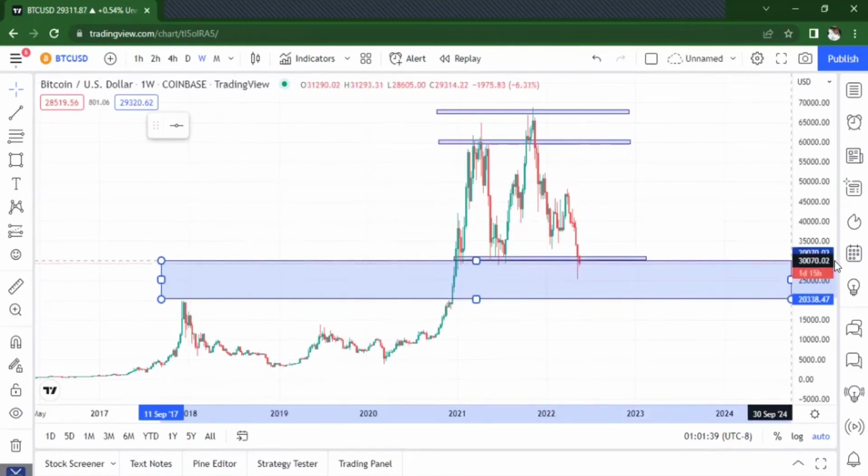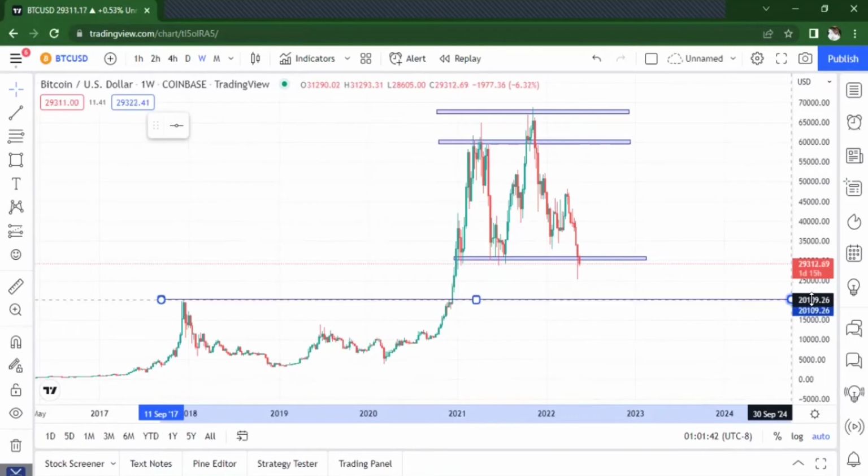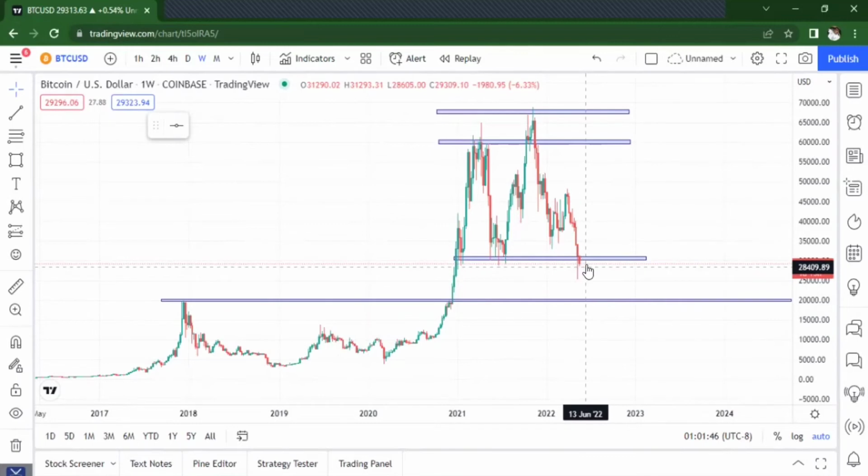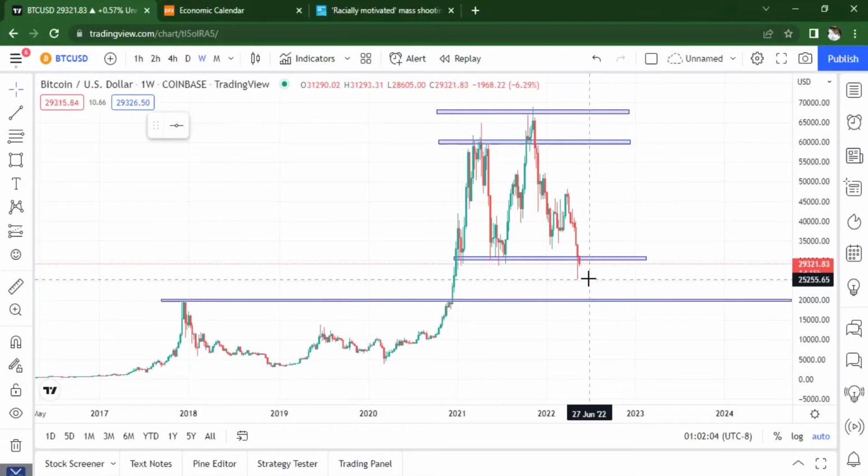So by just drawing support and resistance, I am seeing that if Bitcoin refuses to break above 30K, we are dropping down to $20,000. This is one of the sweet things about technical analysis. In my next video, I'm going to be talking about price action and trend lines, and how to use all these technical tools to become a profitable and consistent trader.